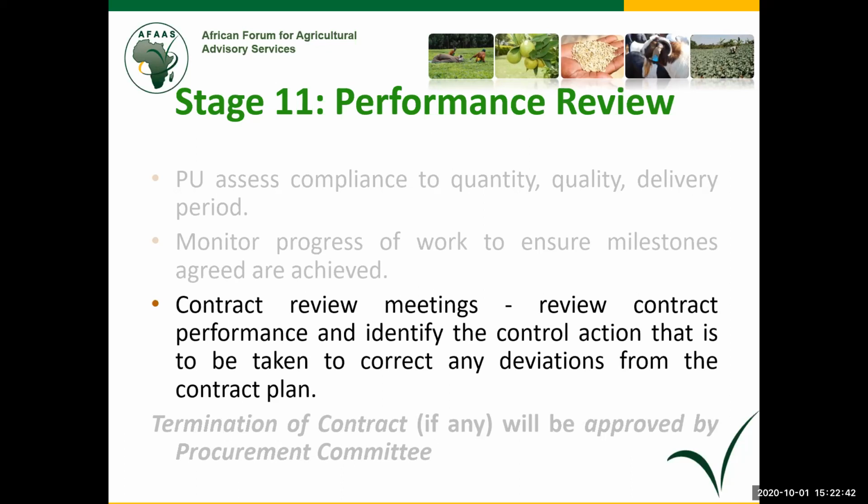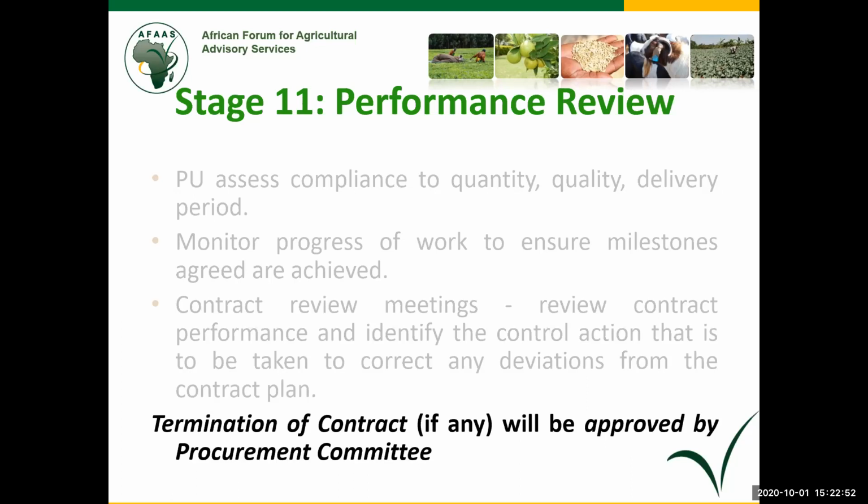to review the performance and identify the corrective actions that can be taken to correct any deviations from the contract plan is our responsibility. However, note down, the termination of a contract, if any, must be approved by the Procurement Awards Committee. In other words, it should come from the contract manager in session.